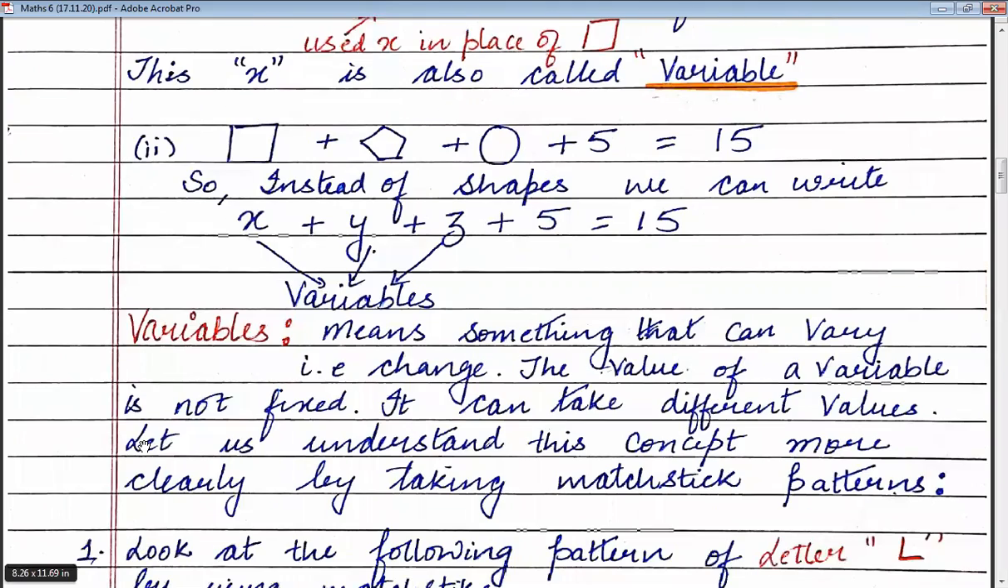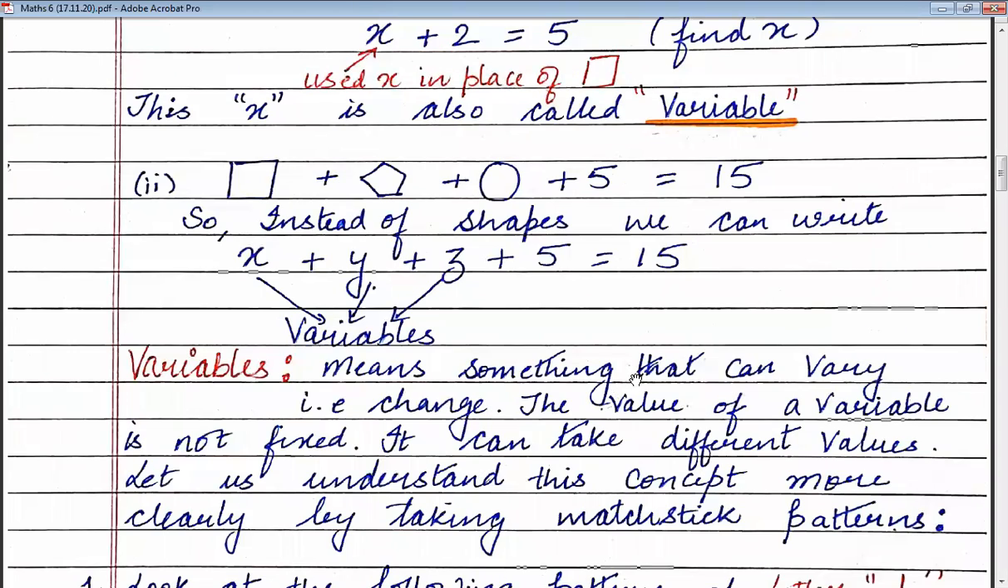Students, variables means something that can vary, that is change. The value of a variable is not fixed. Its value is not fixed at all. It can take different values. So what are variables? Variables are those whose values are not fixed and it can take different values.